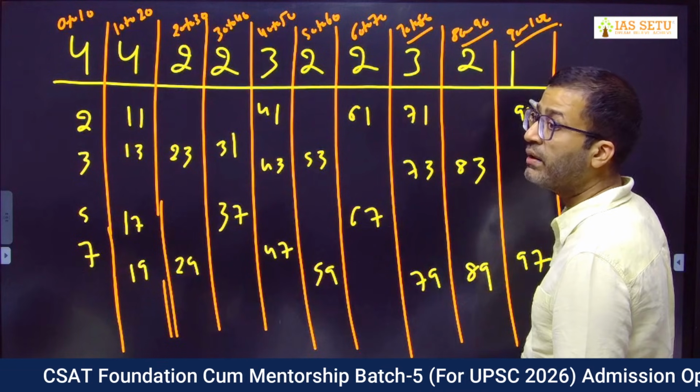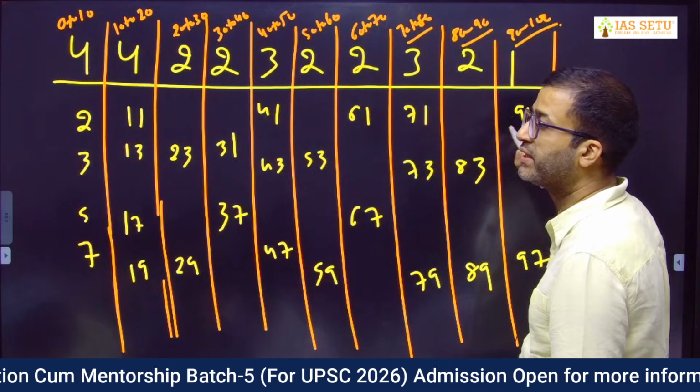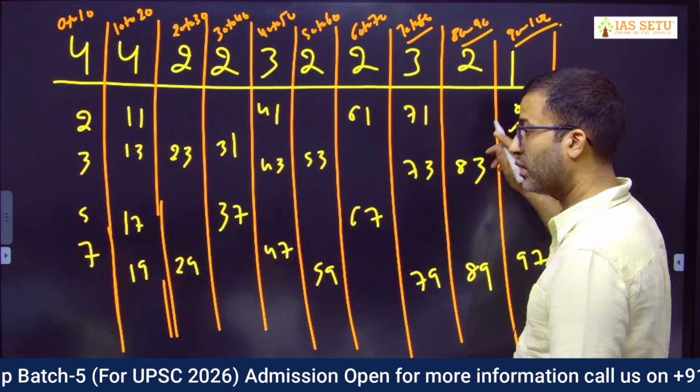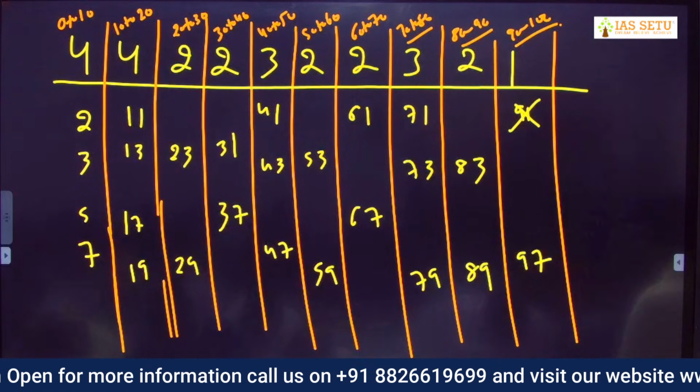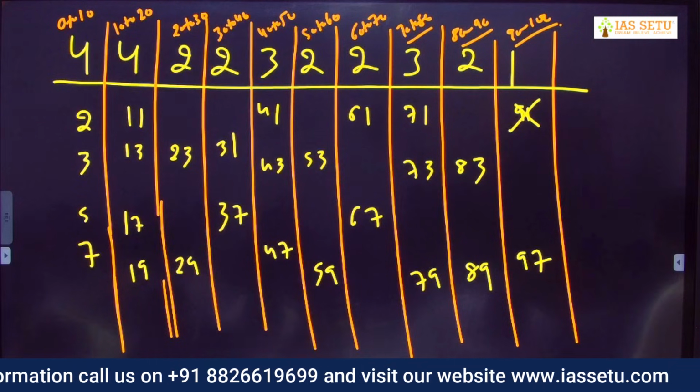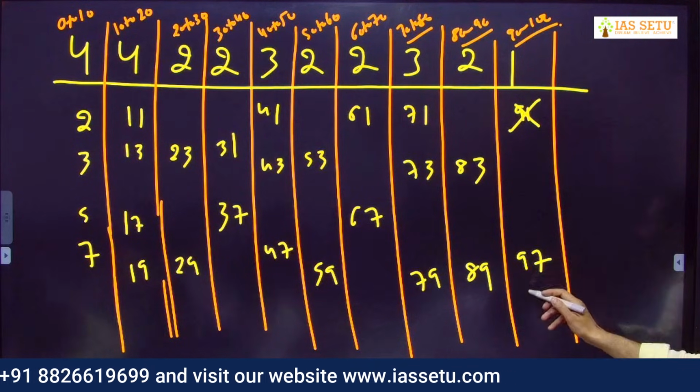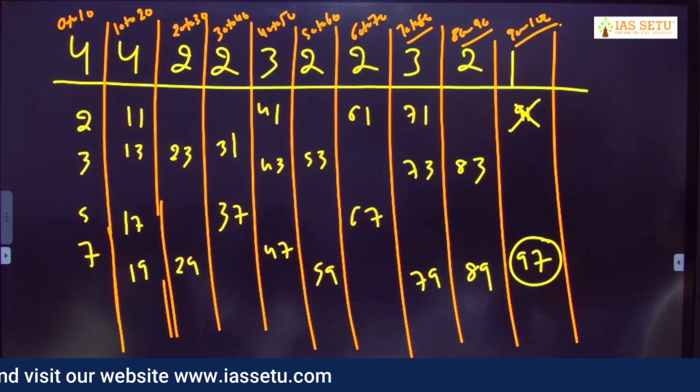91 they consider, but 91 is not a prime number because 91 is divisible by 7 and 13. कब कुछ लोग 91 को गलती से प्राइम नंबर मान लेते हैं, बट नहीं है. 91 7 से भी डिवाइड होता है, 13 से भी होता है. और बिटवीन 90 एंड 100 देयर इज ओनली वन प्राइम नंबर, 97.